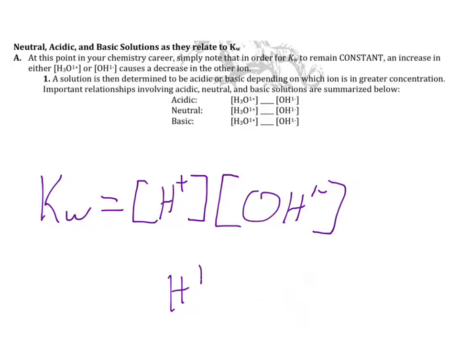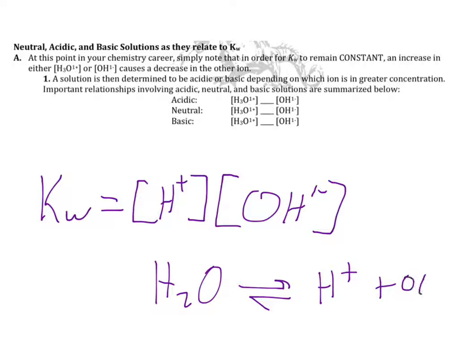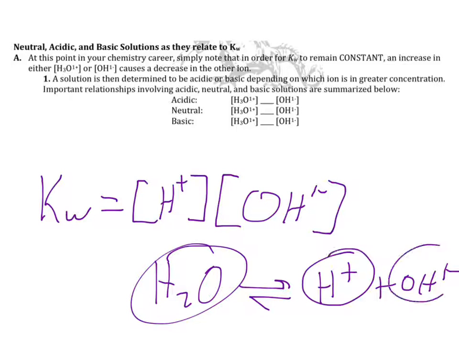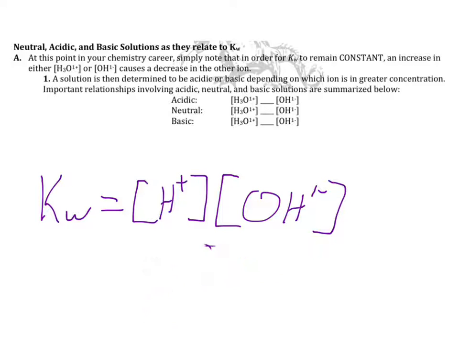Now in pure water, because one water molecule will dissociate into a hydrogen ion plus a hydroxide ion, because one of these produces one of these and one of those, we have equal amounts of hydrogen ion and hydroxide ion. However, when you start to add an acid to water, what ends up happening is you increase the concentration of hydrogen ion.